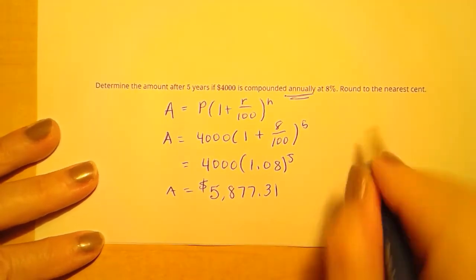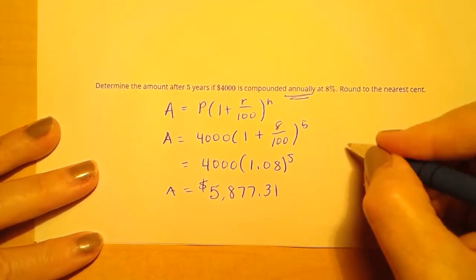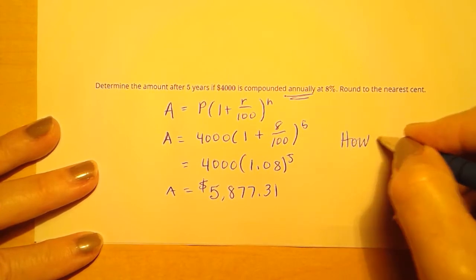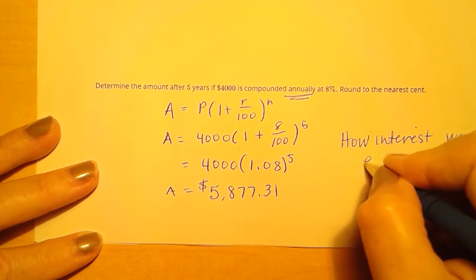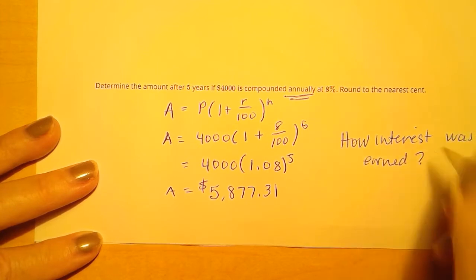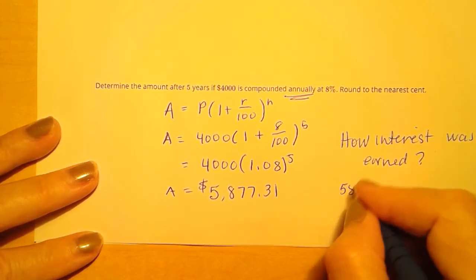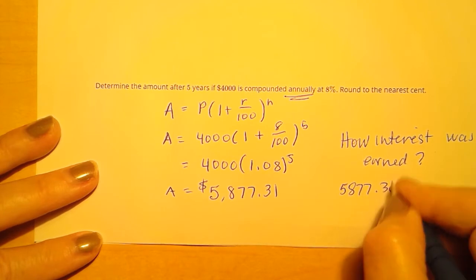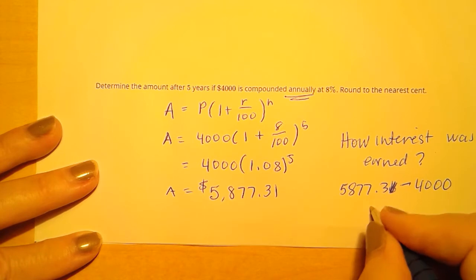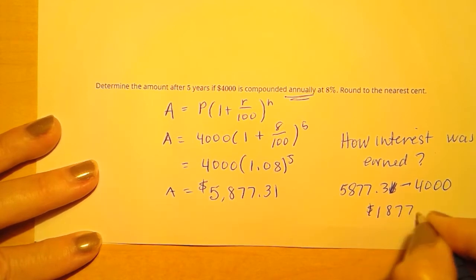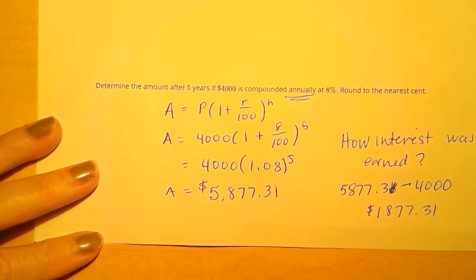Now what if I had asked you, which it doesn't, how much interest was earned? Then I'd have to take the amount and subtract my initial investment, because I didn't earn that money. I only earned this. Okay, great. All right, last question. Super duper fast.